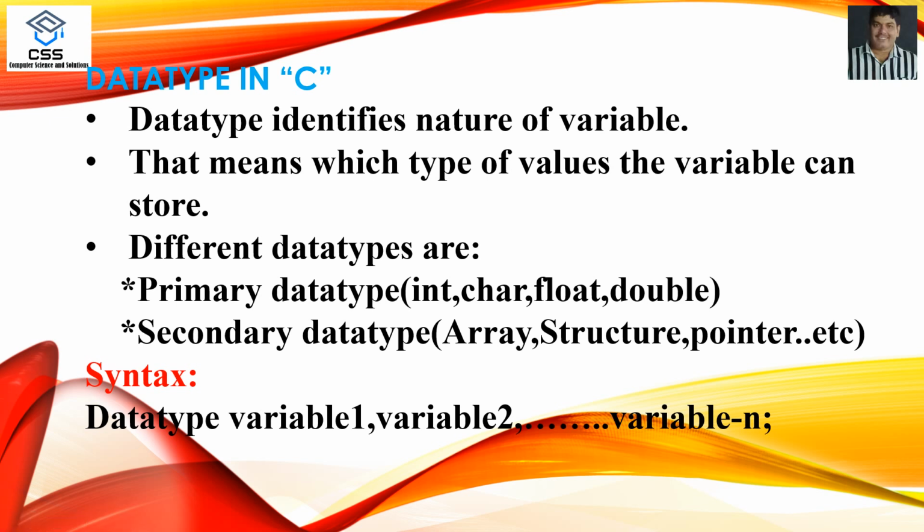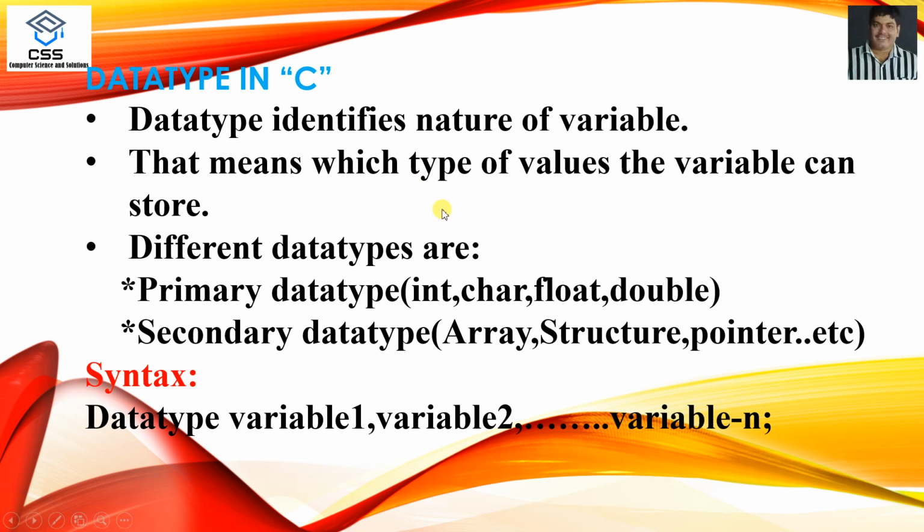What is a data type? A data type identifies the nature of a variable. It means in a variable, which kind of value you will be storing will be represented by the data type. Without defining the data type, you cannot store any value. Just like you carry many bags, but what content the bag will carry is defined by the user.